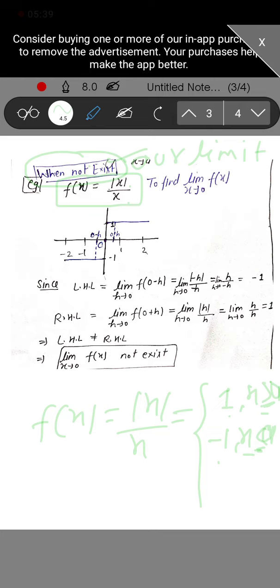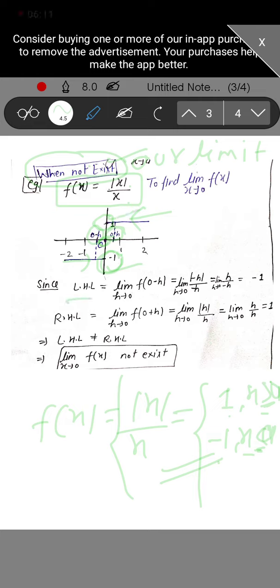So let's observe. When we are approaching from the left hand side, that means from 0 minus h, toward 0 on the x-axis, you can observe our function is going to minus 1, as we have drawn the graph of this function. So this approaches minus 1 here, and when we are approaching from the right hand side to the point 0, that means along 0 plus h, you can observe our function's value is plus 1. So it is minus 1 and it is plus 1.